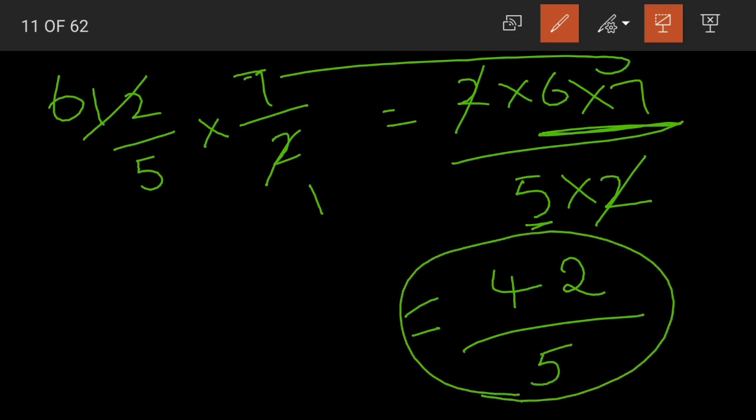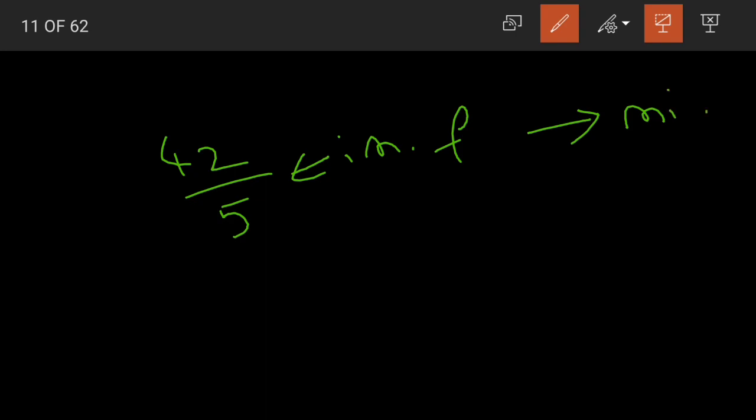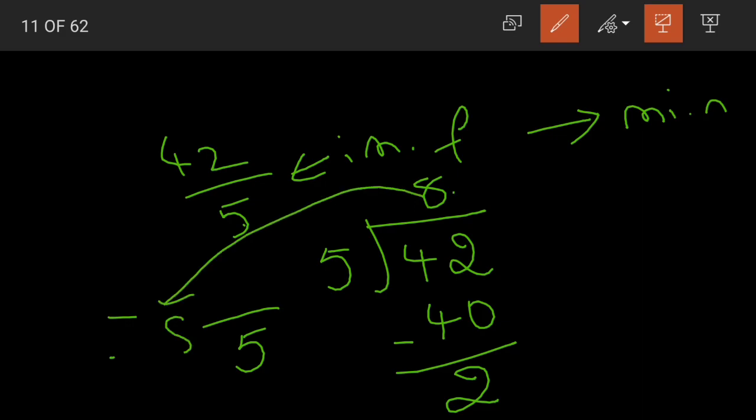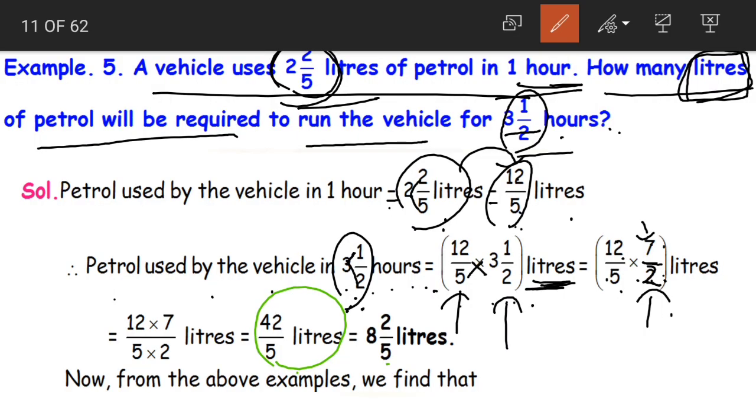The answer will be what? 42 by 5 liters. Yes, the answer will be 42 by 5 liters. Now again, 42 by 5 is an improper fraction. We are converting it into a mixed number. Now how do we do that? Again, divide 42 by 5. 5 8s are 40. When we subtract, 2 will be the remainder. Now how do we write it? The 5 as it is. 8, which is the quotient, will be written to the side and remainder will be written on the top. 8 2 by 5 is our answer. 8 2 by 5 liters.